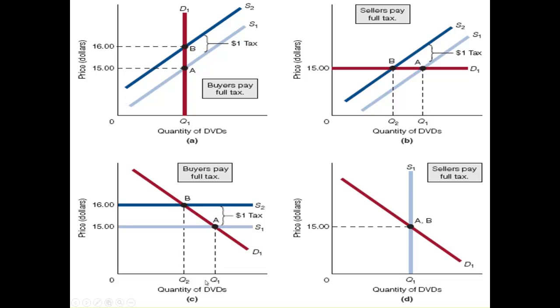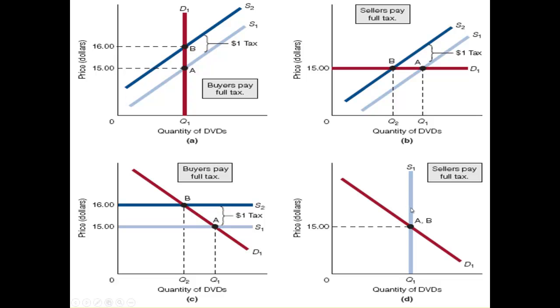Part C is buyers paying the full tax when supply is perfectly elastic. So any tax just raises the price for consumers. And finally, part D, supply is perfectly inelastic. So with any tax, the seller has to pay the full tax.